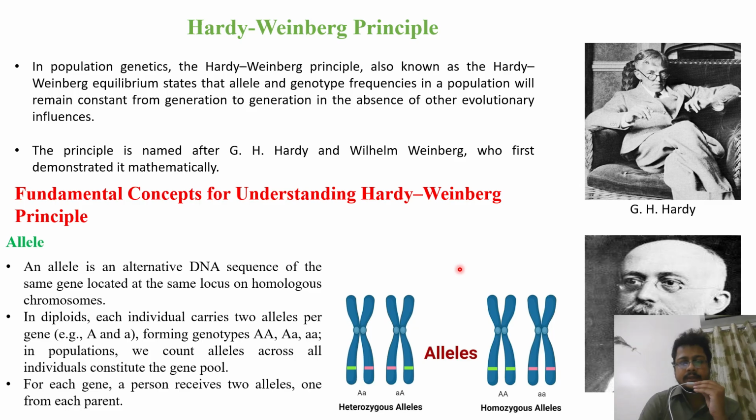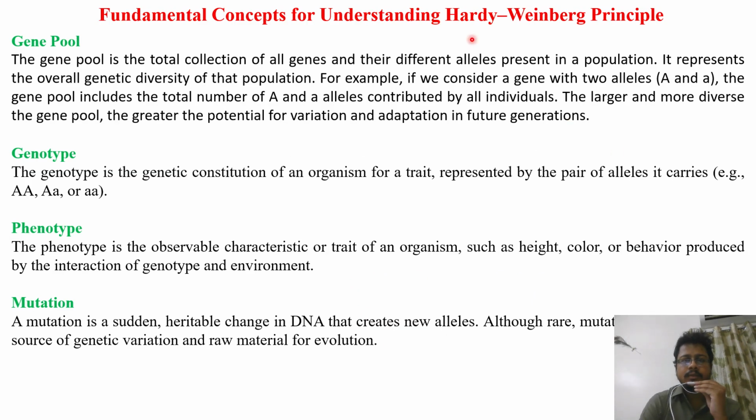For every person, two alleles are received, one from each parent. So one is received from the mother and one is received from the father. So let us discuss the key terms before discussing the Hardy-Weinberg principle. First, let's discuss what a gene pool is.